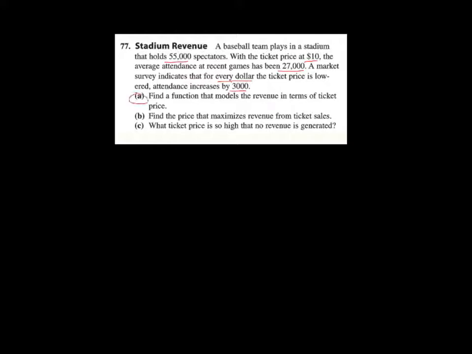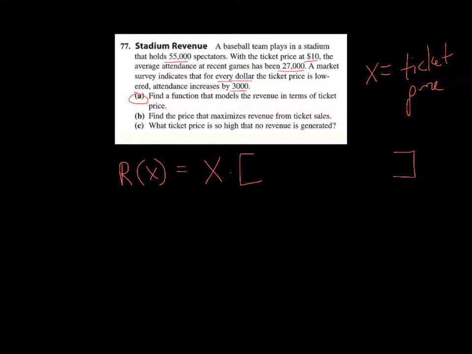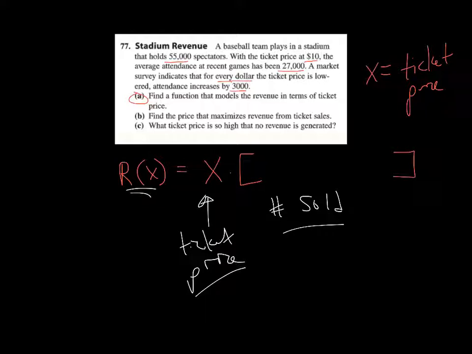So what do we have? We have to find this function again, this idea of revenue based off of x dollar ticket sales. So again, x is going to be the ticket price, right? Not the amount that the ticket's lowered, but the ticket price. And so how are we going to get revenue? We're going to take the ticket price and multiply that by the number sold. So the number sold is inside this set of brackets, and this is the ticket price. If you multiply the number sold times the ticket price, you're going to get the revenue generated.